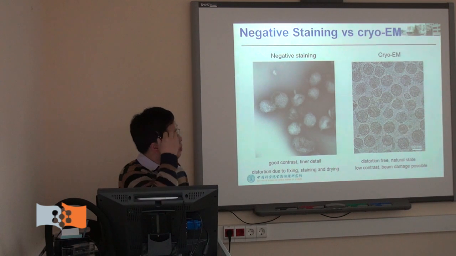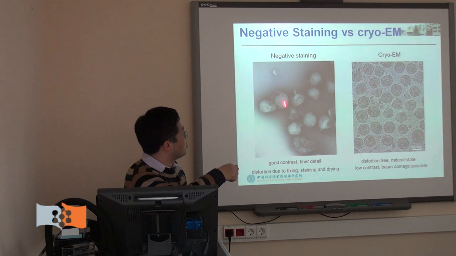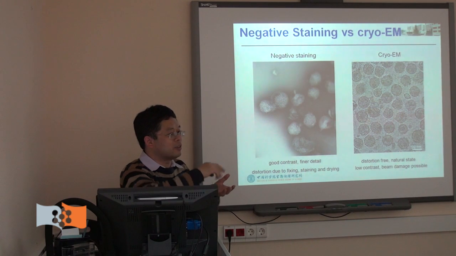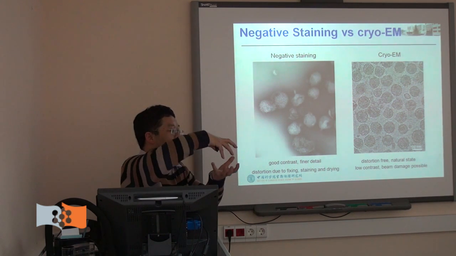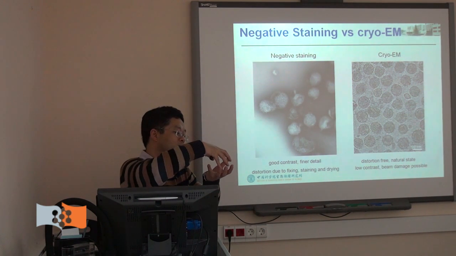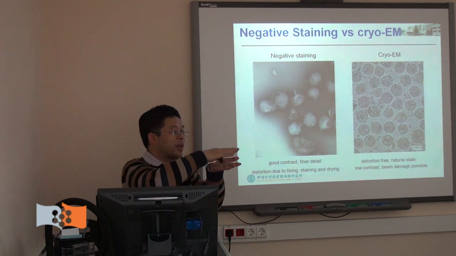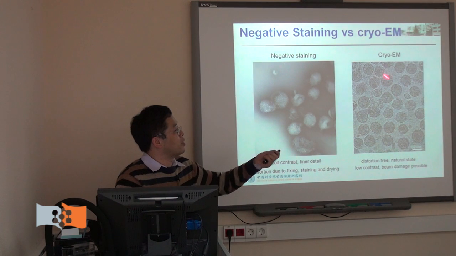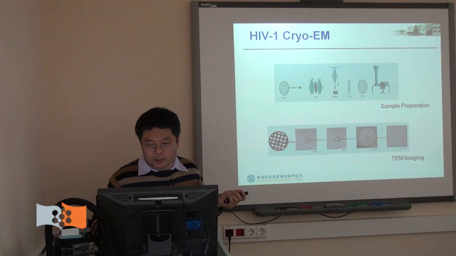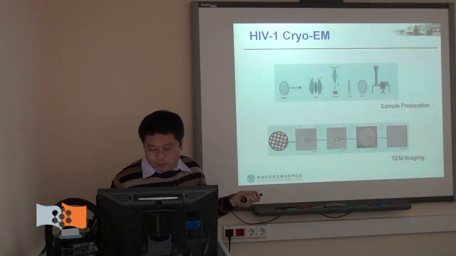I showed this slide before, but with negative staining, although you can see it clearly, the problem is that it disrupts your virus structure. After negative staining and reconstruction of the tomography, the virus is actually squashed like a pancake. So we switched from negative staining to cryo-EM, to try to preserve the structure. This is the cryo-EM principle we showed before.